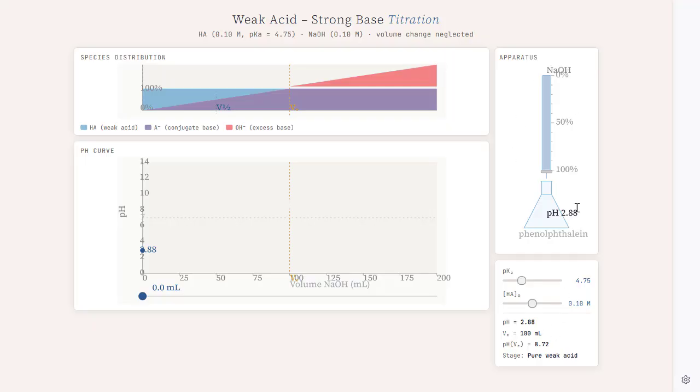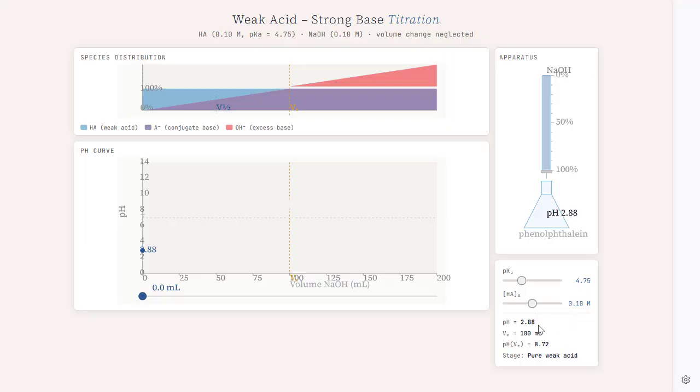Here's the apparatus, the burette and the Erlenmeyer with the analyte has phenolphthalein in there, and it shows you what the pH is. So you could imagine there's a pH meter there, or you just watch the color change. And on the bottom I have some parameters you can change. The pKa is set to that of acetic acid right now. You can change the concentration. Technically that's an unknown, right? So that's why you're doing the titration.